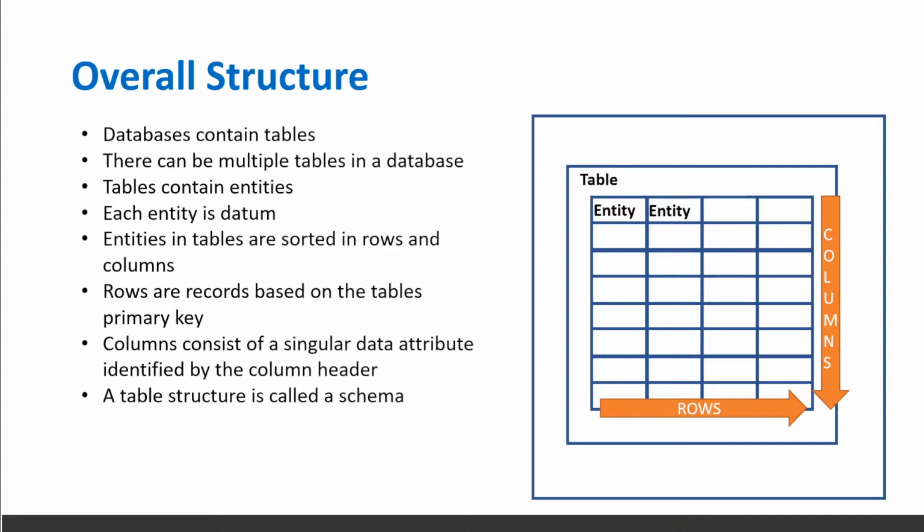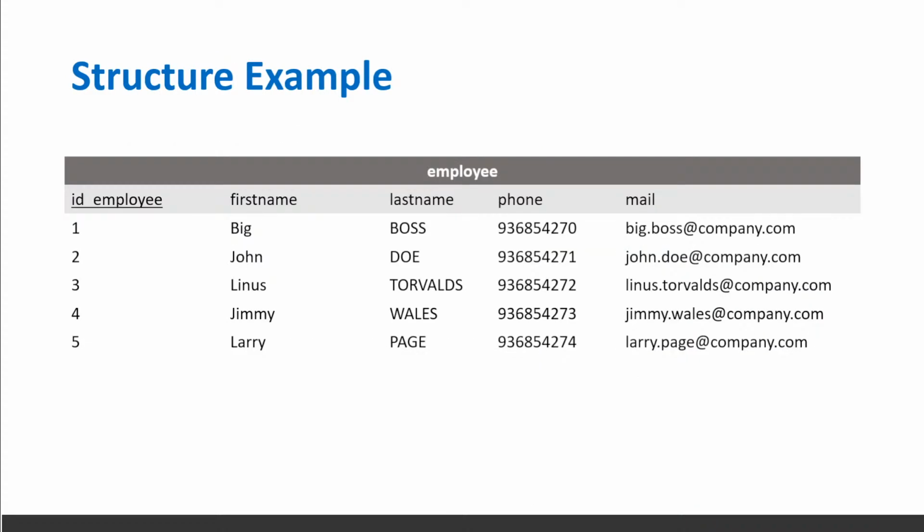Whereas the columns consist of a single data attribute, which is identified by the column header. So the column header has a singular data attribute. For example, if it was your personal information, the row would be your personal information, your name, your address, your phone number. Whereas the column would be everybody's address, everybody's phone number, so on and so forth. If we took this and put it into a bit of a different example, something like this.